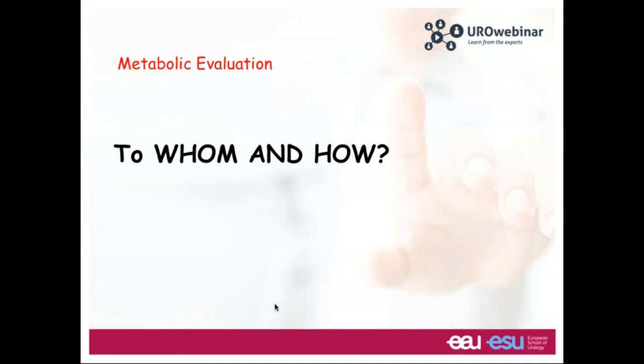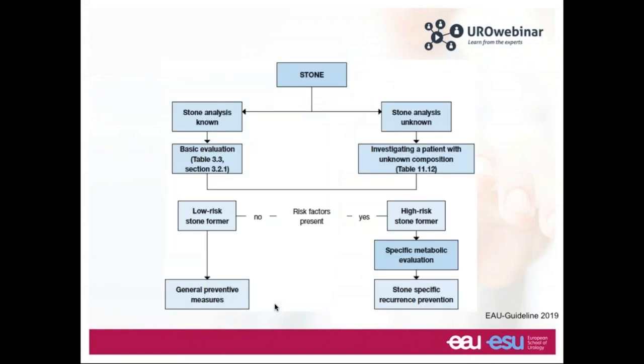Becoming even more practical, to whom and how? I think that this algorithm is the most important algorithm that we have in the guidelines. So if a patient comes to you with a stone and you have operated, or if it is a stone patient, there are two options after that. Either you know the type of the stone or you don't know the type of the stone. Two different categories of patients.